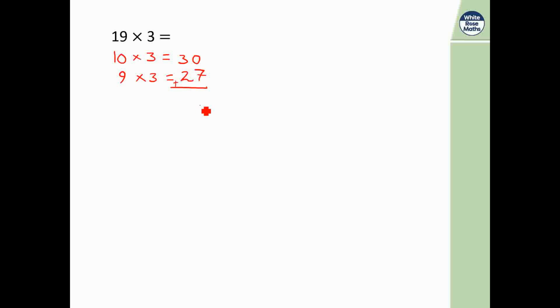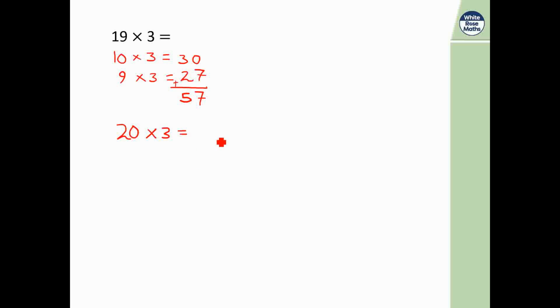So I get 7 here and 5. 57 in other words. There's another way of doing it. 19 is very close to 20, so we can go 20. In fact, it's just one less. So 20 times 3. I don't know if you find that easier.